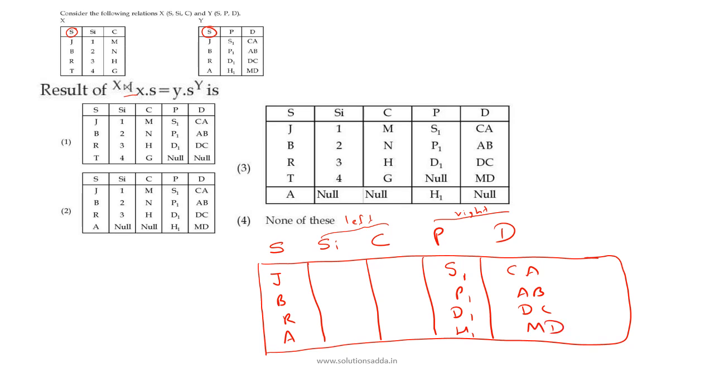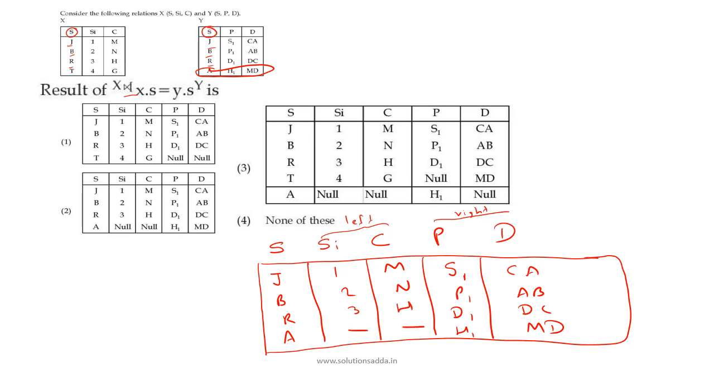This will be there. Now for J, B and R, S1 and S2 will be having corresponding values 1 and M, 2 and N, 3 and H. But for this particular row A, there is no matching value in this particular left table. So this will be null here.